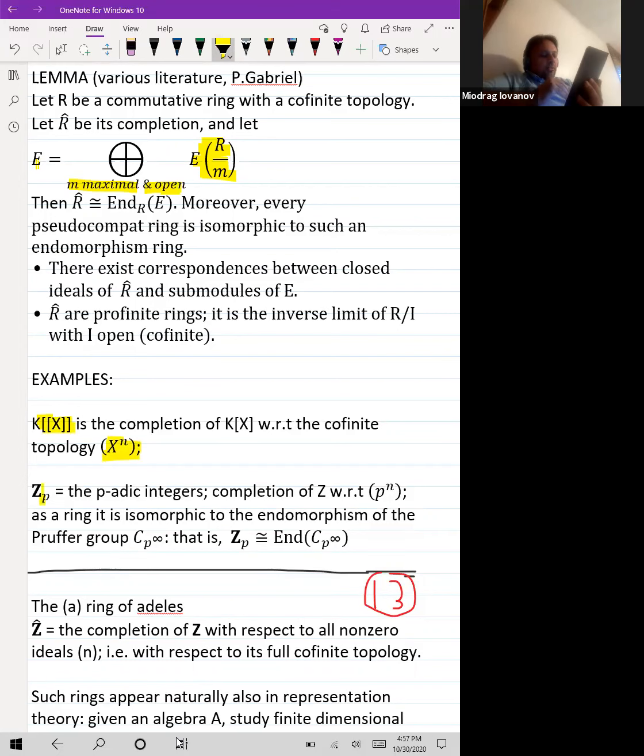Or, of course, the ring of p-adic integers, which is the completion of Z with respect to the powers of the prime ideal (p). And these are known to be isomorphic to the endomorphism ring of the Prüfer group C_{p^∞}. The endomorphism ring of that gives you just the p-adic integers, of course.